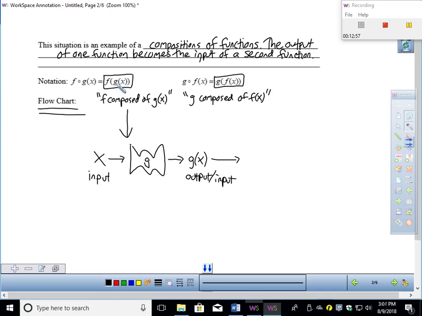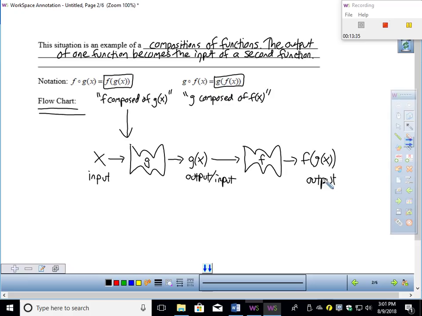Cool. So let's follow. X went into the g function, and I got g of x. Now based on the notation here, where does g of x go? Well, it goes into the f function. I'll throw the little f right there. The f function manipulates the g of x. We perform the rules of the f function on g of x, and out pops f composed of g of x. And that is our final output. Wonderful.